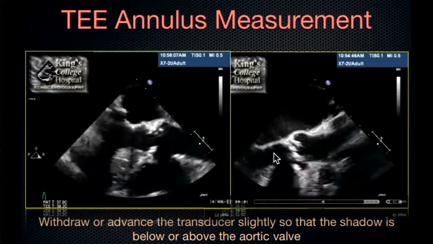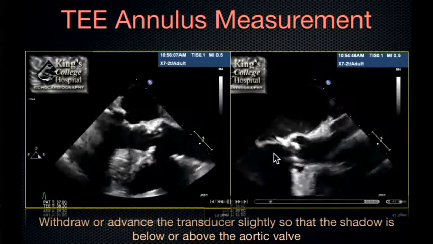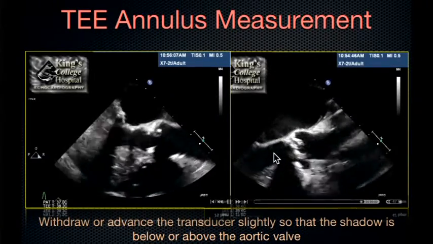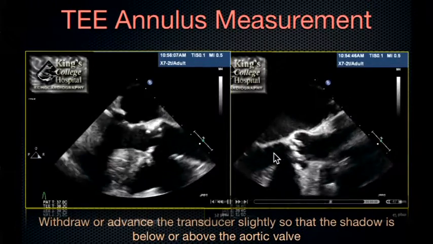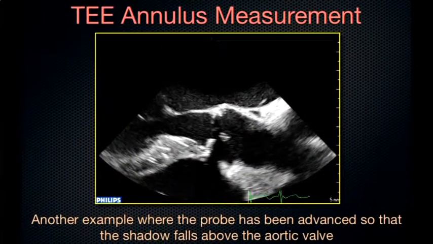And this applies to both 2D TEE and 3D TEE. It's very important to make sure that you've tried everything you can to get that acoustic shadow out of the way. Here's another example where the probe has been advanced so we can see that the shadow falls above the aortic valve and we can clearly see the insertion point of the right coronary leaflet.